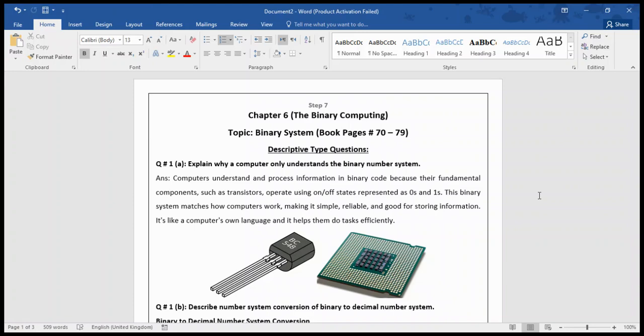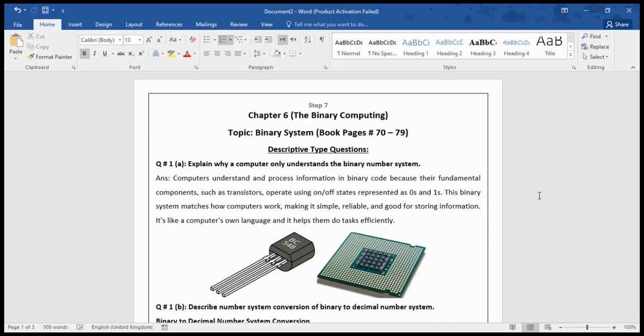The questions are given on book page number 84, and I will share this file with you in the WhatsApp chat in the form of a PDF. You have to note the answers to these questions in your notebooks. So the first question is: explain why a computer only understands the binary number system.